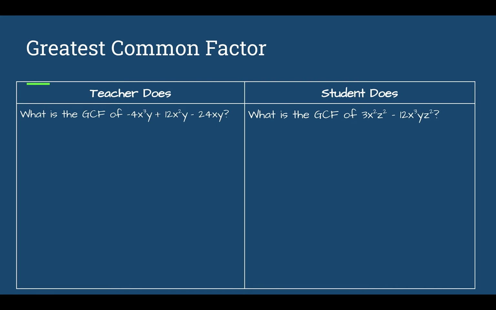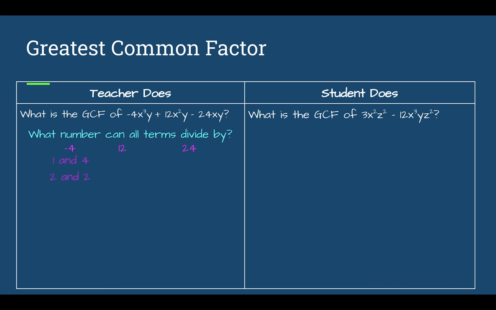Let's look at another example. Here we have one that has 2 variables. So what's the GCF of negative 4x to the third y plus 12x squared y minus 24xy? Again, we're going to start, what can all the numbers be divided by? We have negative 4, 12, and 24. Here, notice, and it'll come back and play later, but that first term is negative. So our GCF answer needs to be negative.